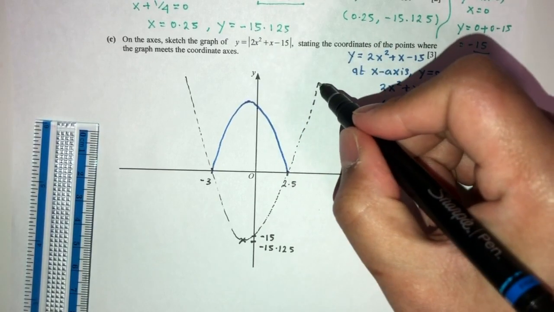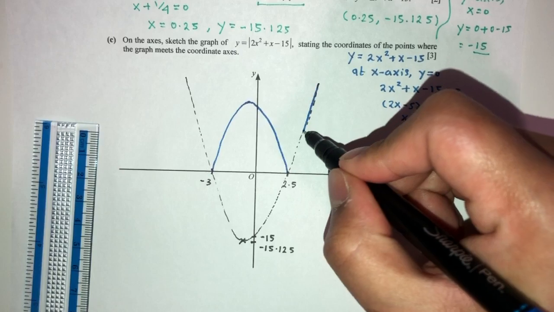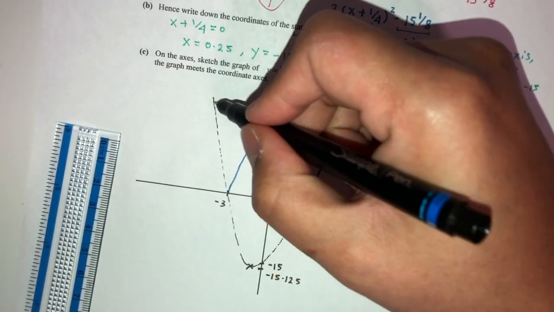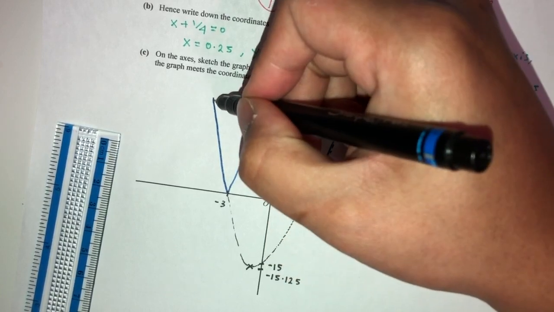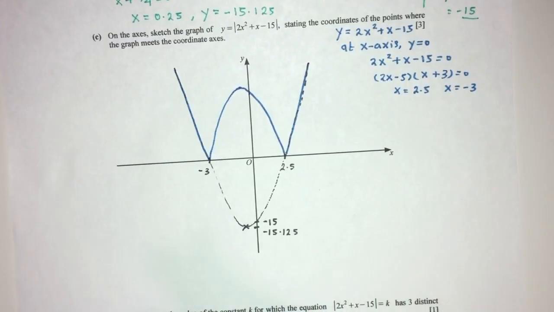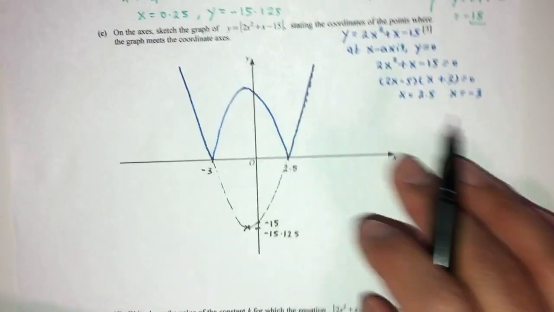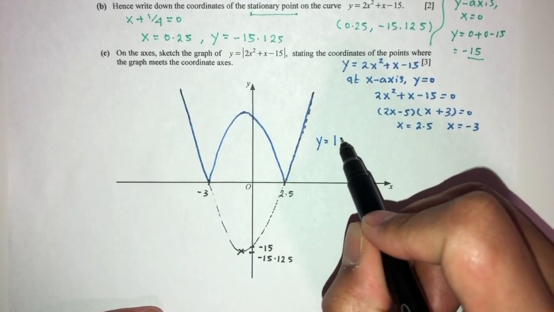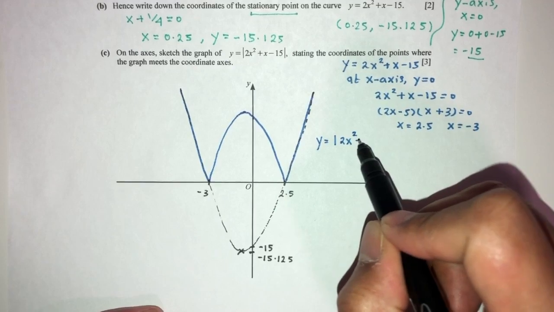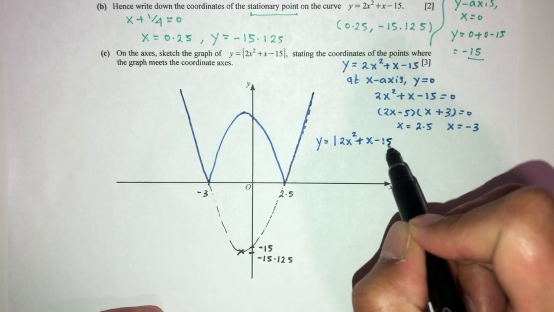There you go. So basically, after I'm done with this, I will erase the draft, which is the black ink. I will only leave the blue as my answer. Okay, so my answer will be only the blue ink. This will be gone, and I will write this is my graph for y equals modulus of 2x squared plus x minus 15.